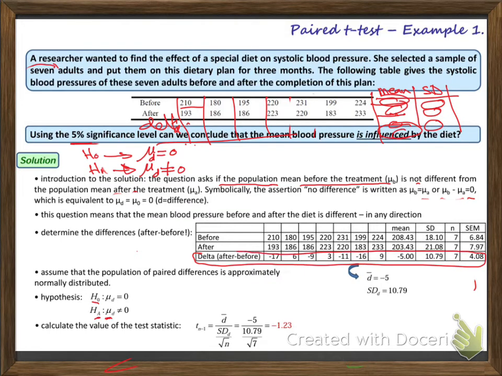So this is the one which we are going to use, and we will not use any other data from here. So we'll get the mean of the delta. The mean here for the difference will be the difference. So here the difference between 210 minus 193 equals minus 17.